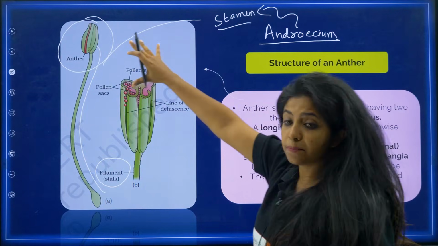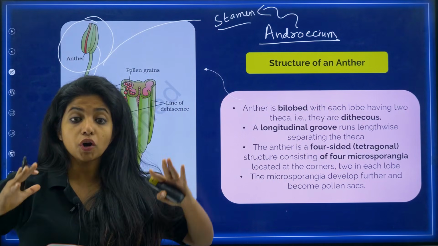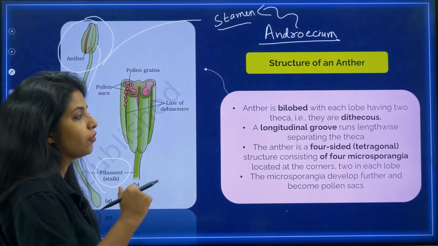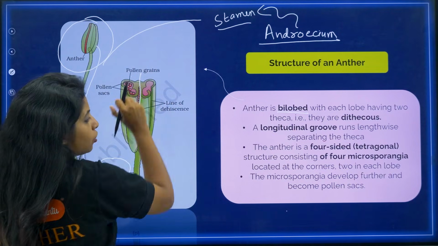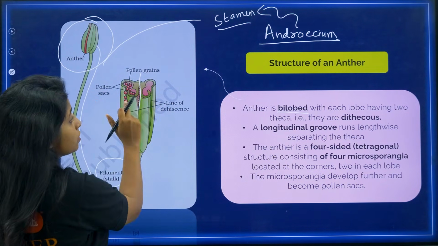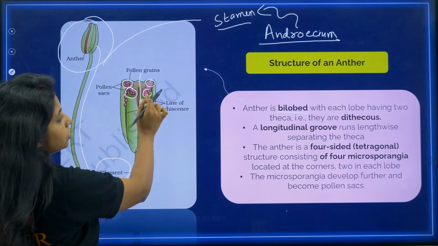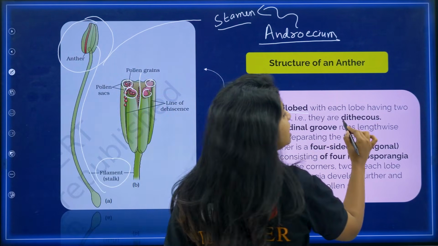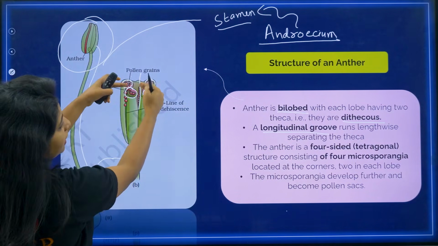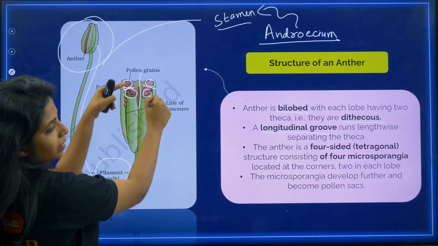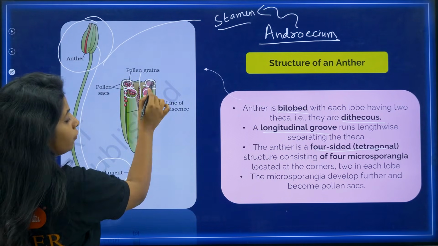Now, the anther is like the hero or heroine of the story, so over here we have to talk a lot about anther. Let's see the structure of anther. Anther is bilobed, as in it has two lobes. One lobe is this, another lobe is this. Each lobe is divided into two theca, so I'll call it dithecous. There's a longitudinal groove that runs along it, dividing them into two theca. The anther is four-sided: 1, 2, 3, four-sided.